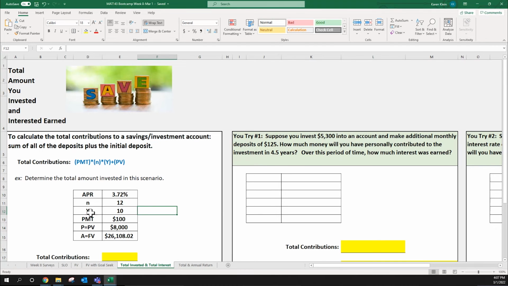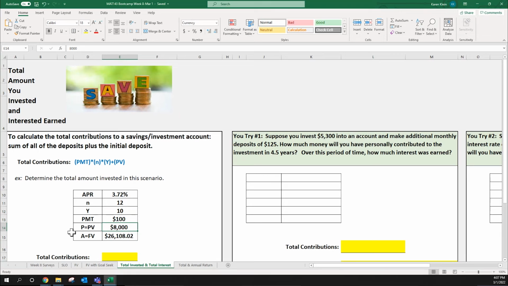We're going to take the payment amount, PMT. We're going to multiply it by the number of times a year that we are actually going to pay it out, and then multiply that times the number of total years we're going to invest, and then we're going to add on the initial deposit.